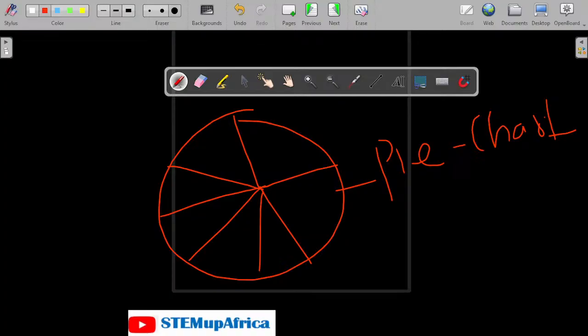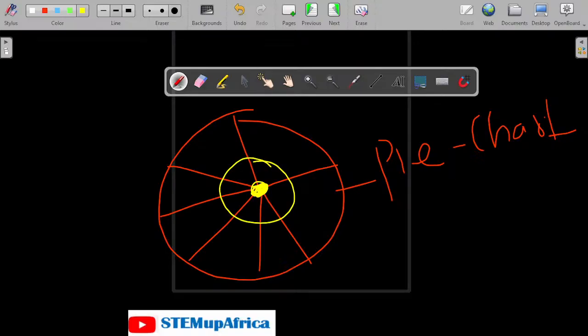From secondary school, we are told that the sum of angles at a point, because all of them meet here, is 360. Meaning, if you sum all the sector angles together, you are going to have 360. So how does that connect to this question?